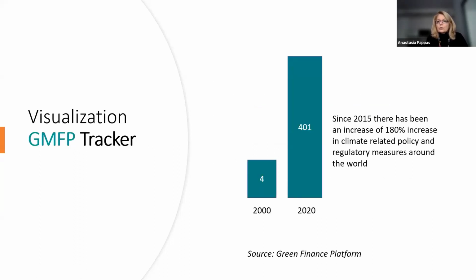Now, what was the issue we were facing with these trackers? Well, it was a huge data set where data points were basically increasing exponentially, and at the same time, a rather complex data set. So just to give you an example about the monetary policy tracker, in 2004, there were 4 policies related to climate change risk mitigation. By 2020, there were 401 policies. In particular, since 2015, which is when the Paris Climate Agreement was enacted, there was an increase of 180% in policies that were related to climate change.